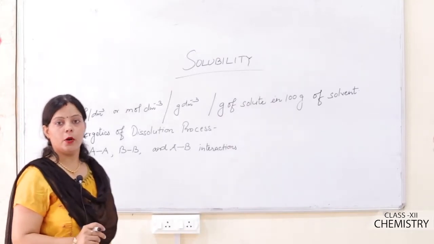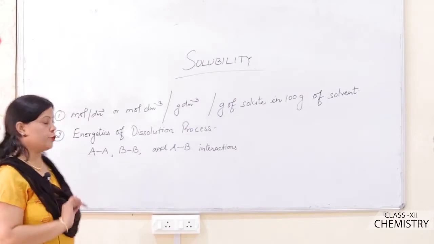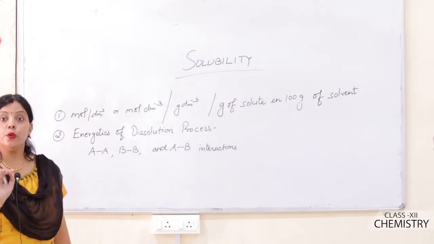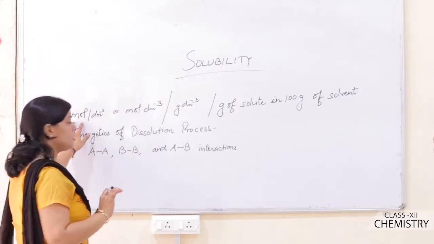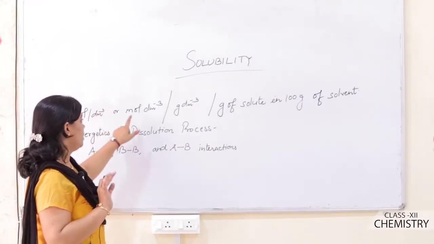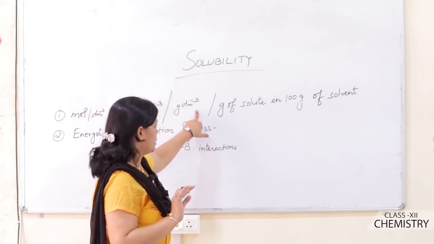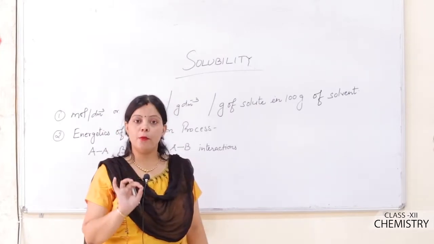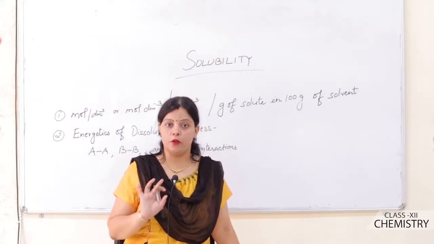After discussing what solubility is and how we can define it, dear students, next we come to the point of what the unit of solubility is. Solubility may be defined as moles of the solute present per dm cube of the solution, or gram of the solute present per dm cube of the solution, or it may also be given in terms of how many grams of the solute are present in 100 gram of the solvent.